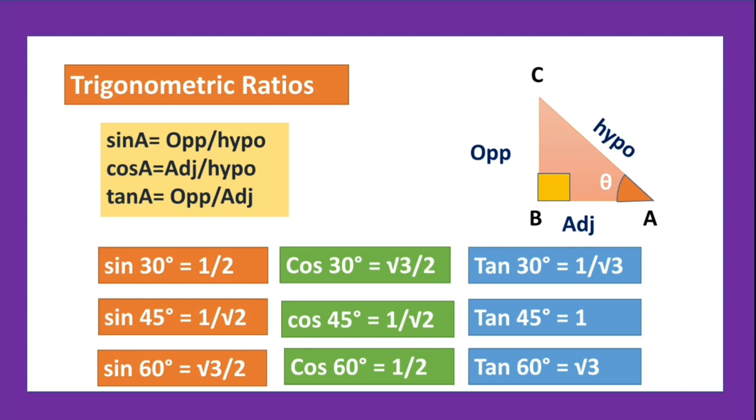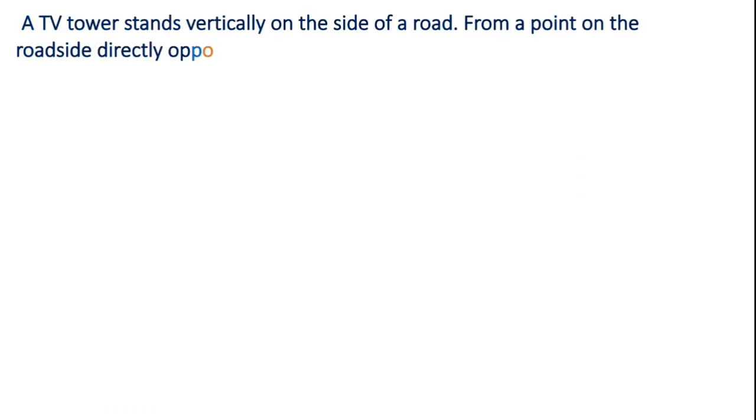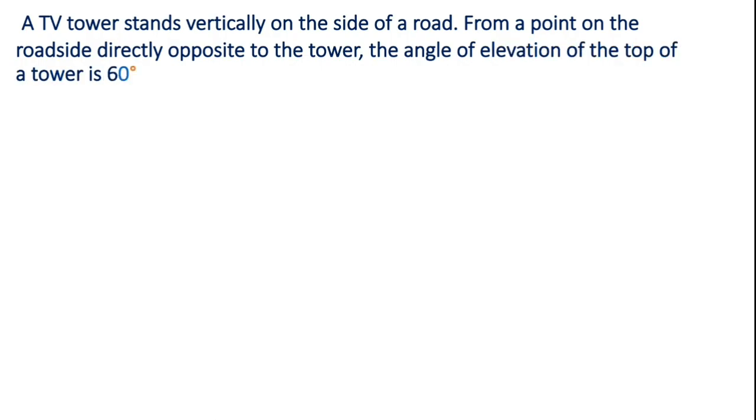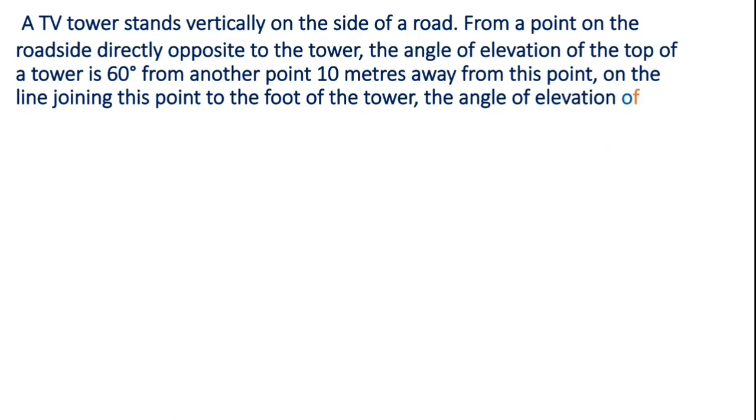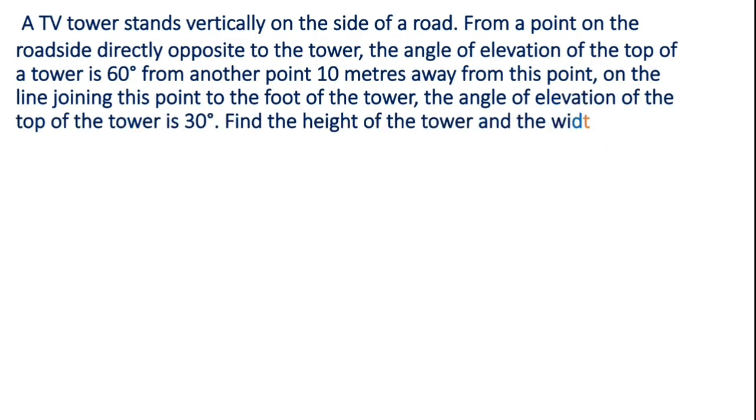Now start the problem. Just see the problem. A tower stands vertically on the side of a road. From a point on the roadside directly opposite to the tower, the angle of elevation of the top of the tower is 60 degrees. From another point 10 meters away from this point, on the line joining this point to the foot of the tower, the angle of elevation of the top of the tower is 30 degrees. Find the height of the tower and the width of the road.